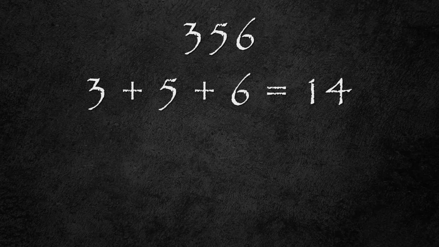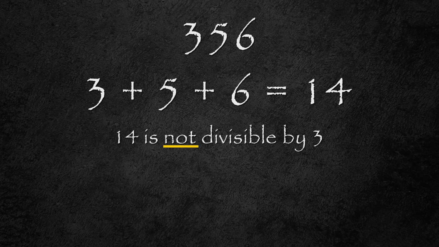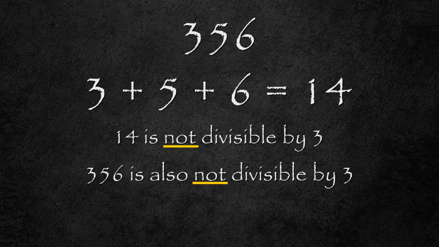On the other hand, if we consider the number 356, the sum of the digits 3, 5 and 6 is 14, which is not divisible by 3. Therefore, 356 is also not divisible by 3.